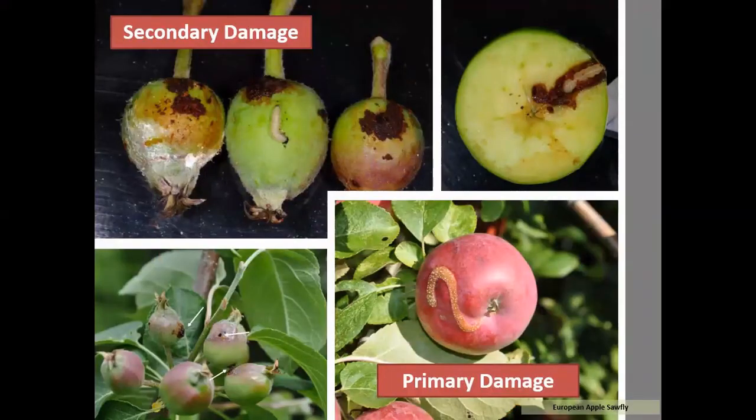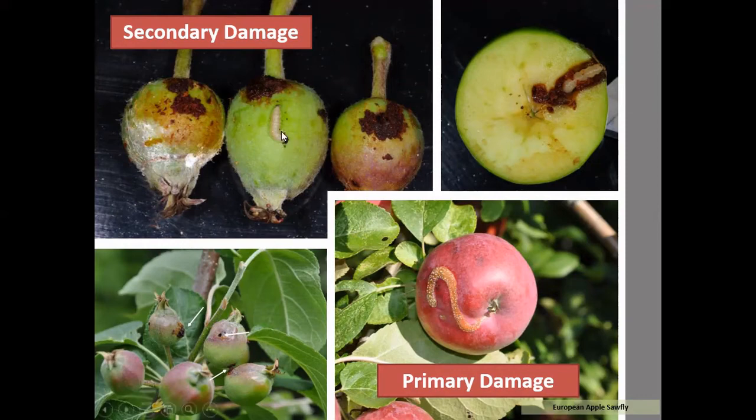So there are two types of damage that can occur. The primary damage, shown here in this bottom corner, is these really distinct ribbon-like scars. This often happens if the larva, say, leaves the fruit or dies prior to causing more damage. And so you just get this superficial tunneling that occurs underneath the skin, and then you're left with these scars as the fruit continues to develop.